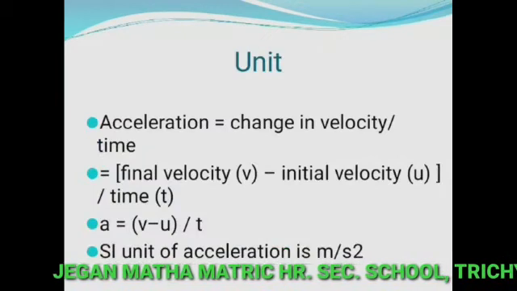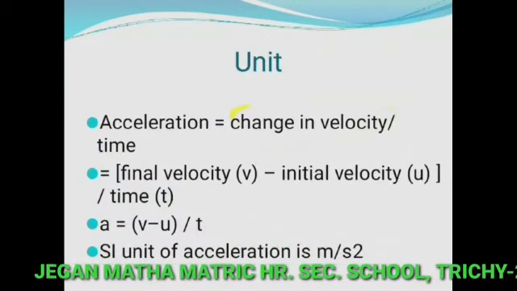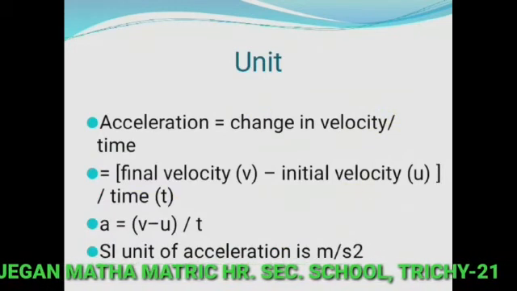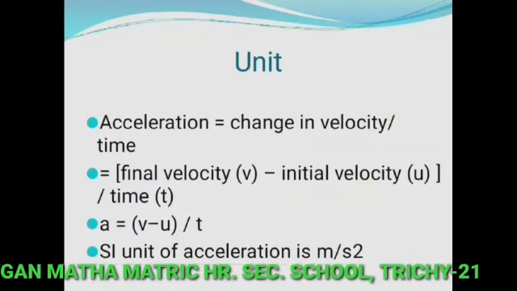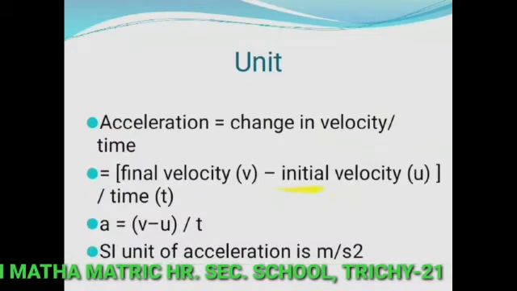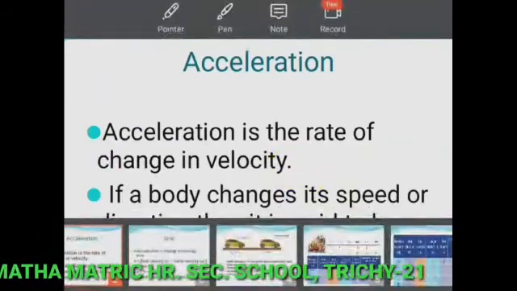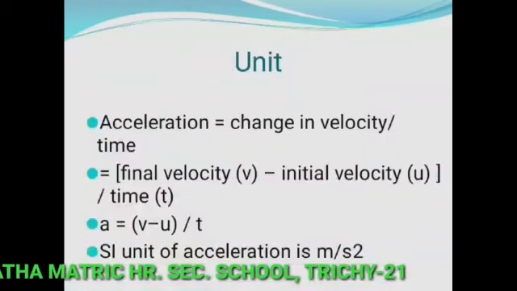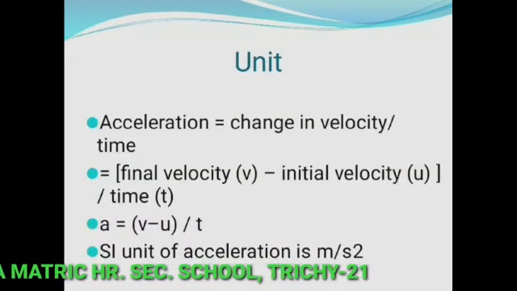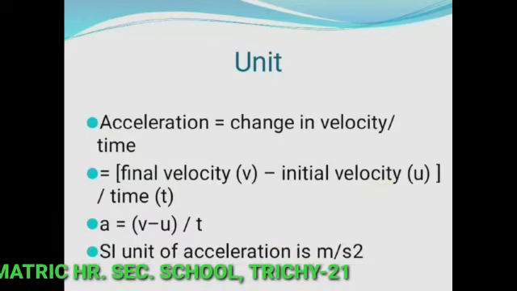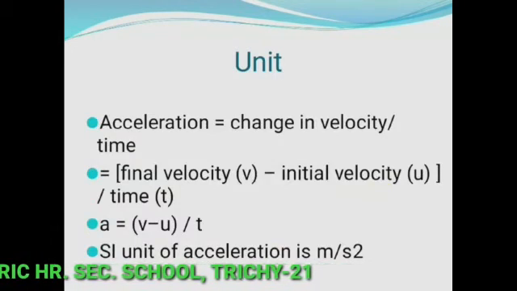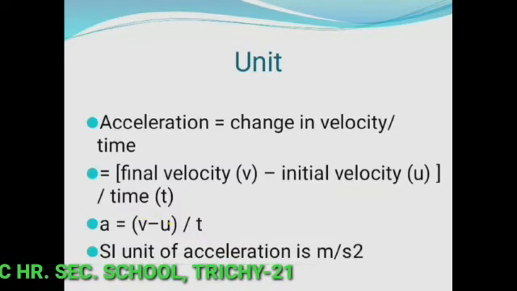Then acceleration is equal to change in velocity by time. What is change in velocity? Difference of final and initial velocity. So an object has two velocities, initial and final. So final velocity v minus initial velocity u, divided by time. So what is the formula for acceleration? a is equal to v minus u by t.